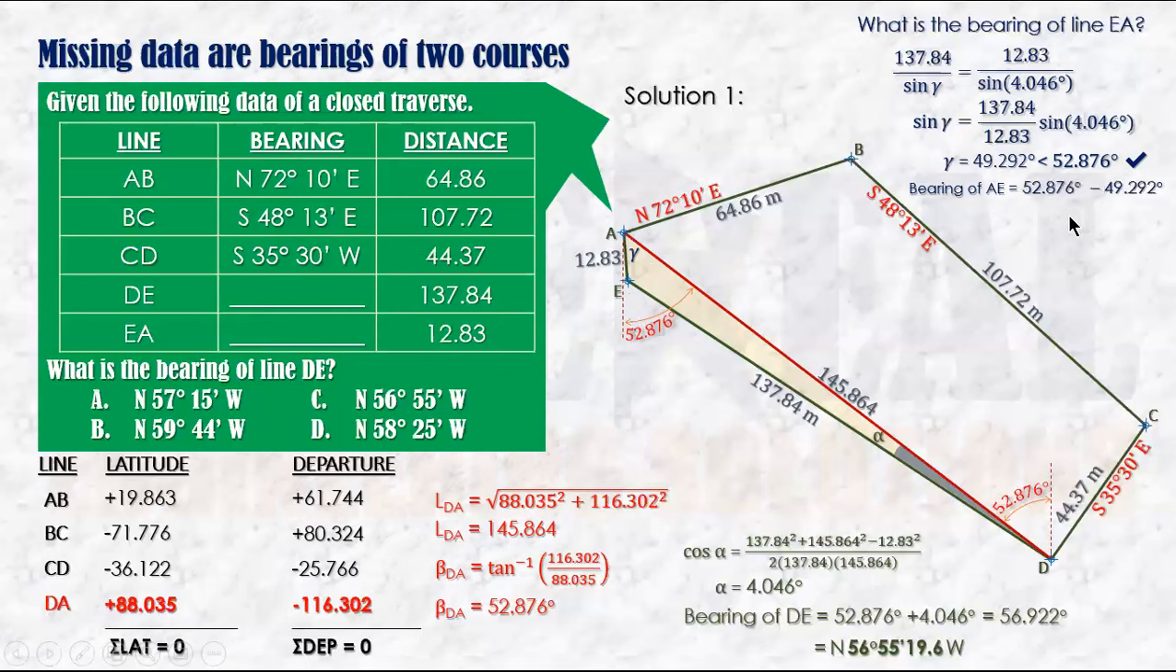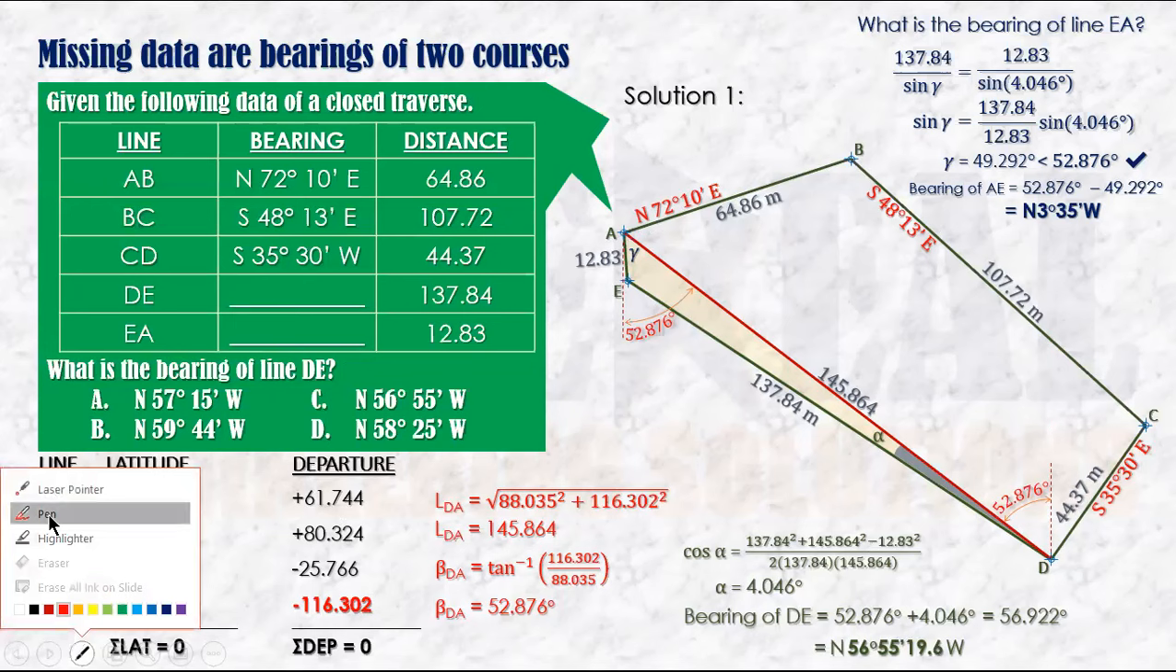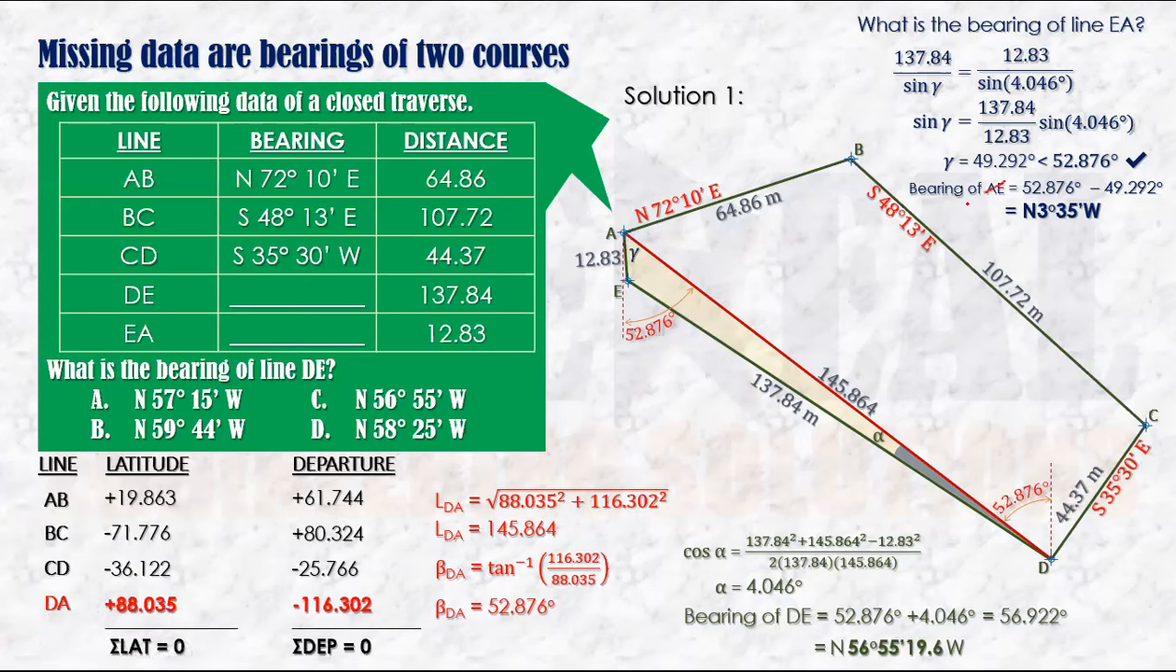And since this is from point E to A, it should be EA. I'm going to change that. It should be the bearing of EA from point E to A. So that should be north 3 degrees 35 minutes west. So that's how to solve it the conventional way.